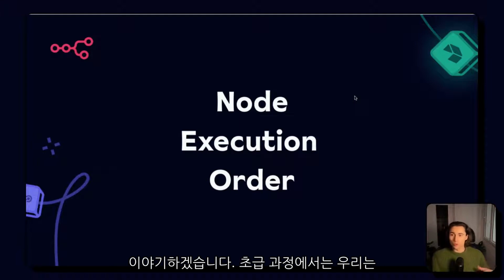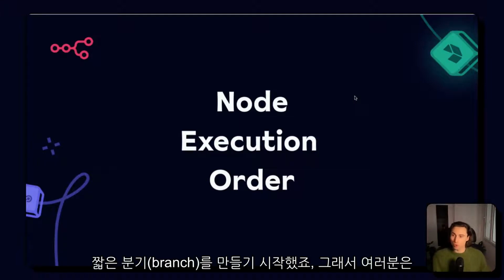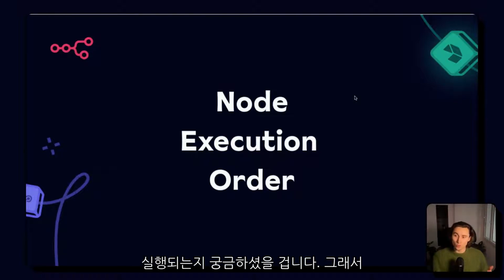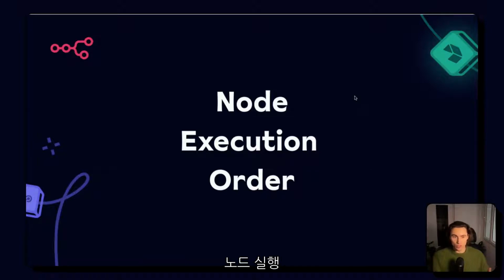In the beginner course, we started to create short branches. So you might have wondered, if we have multiple branches, what order do the different nodes in those branches execute in? So we're going to talk about node execution order.